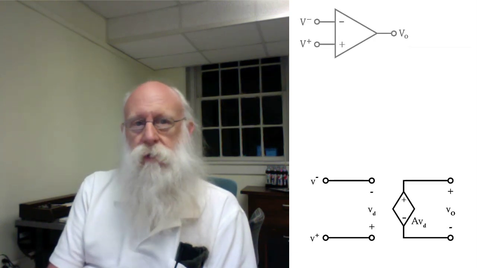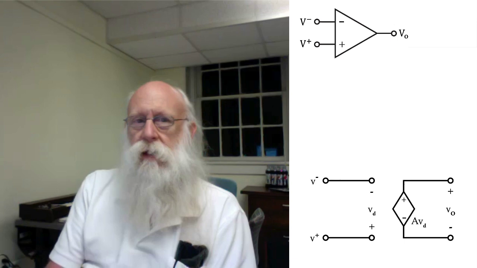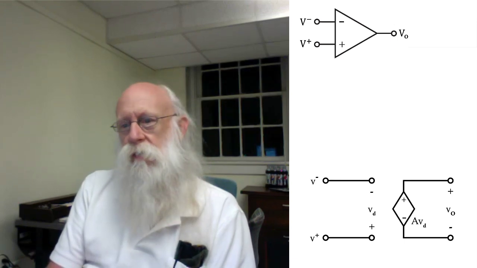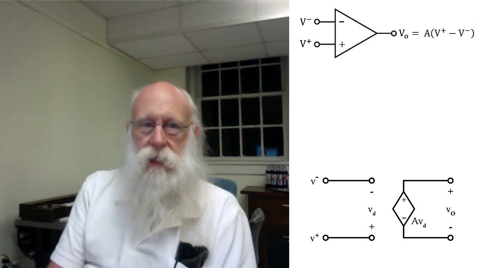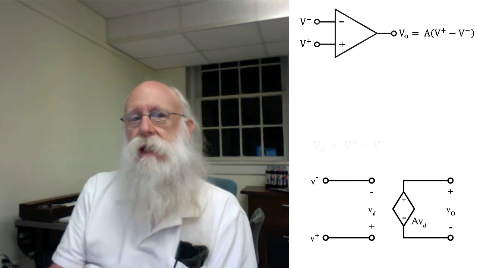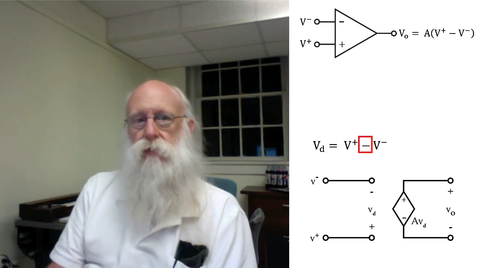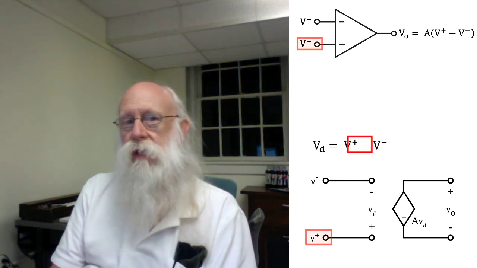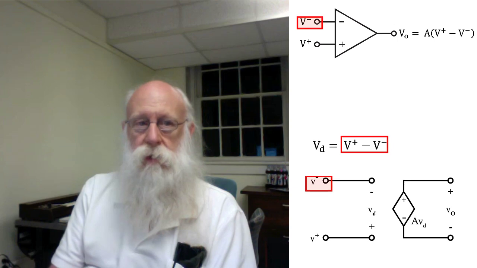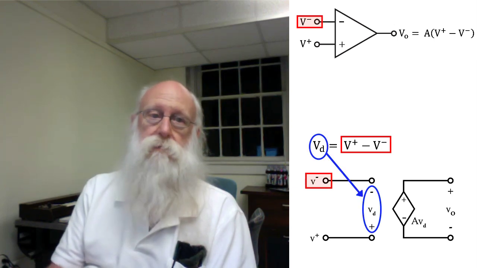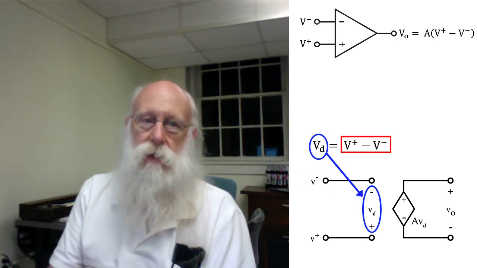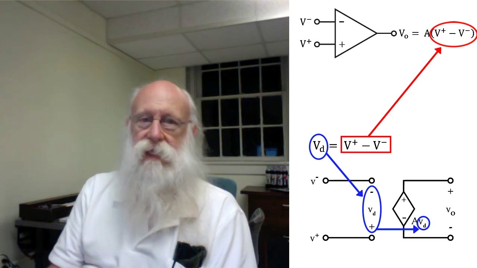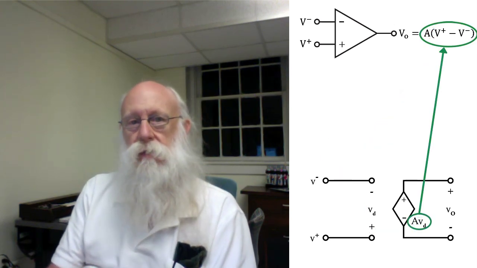You may recall from an earlier video, when we talked about an equivalent model for an operational amplifier, that the op-amp itself is really a differential amplifier. In other words, it takes the difference between the voltage at the non-inverting input and the inverting input, V plus minus V minus, if you will, and amplifies that by some factor A to generate the output.